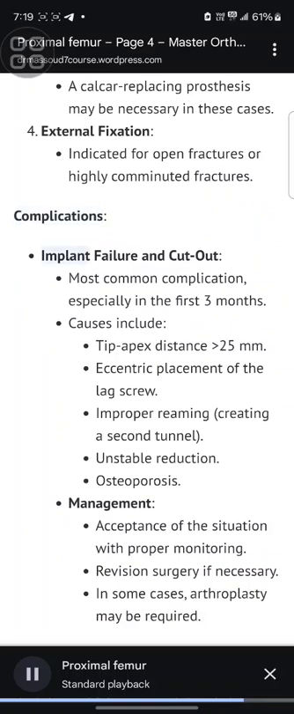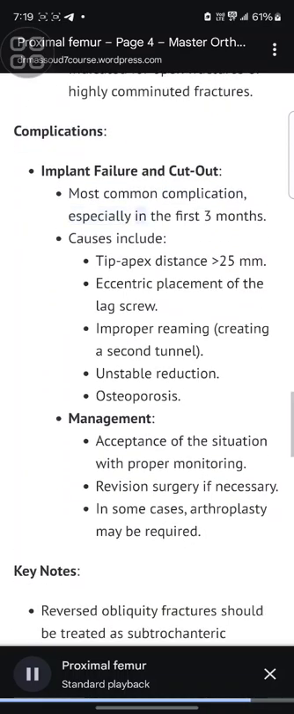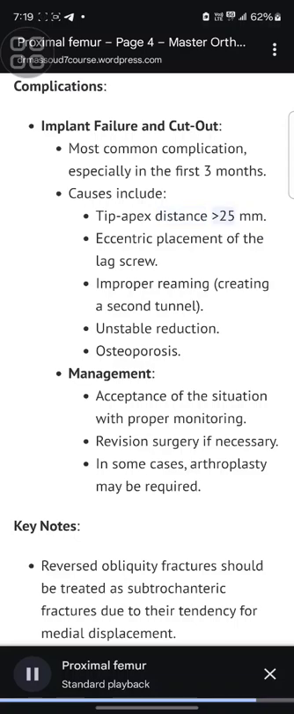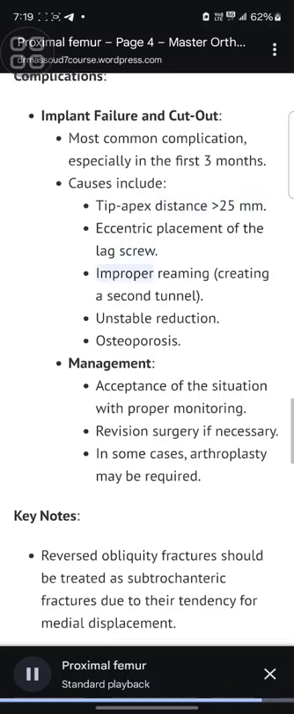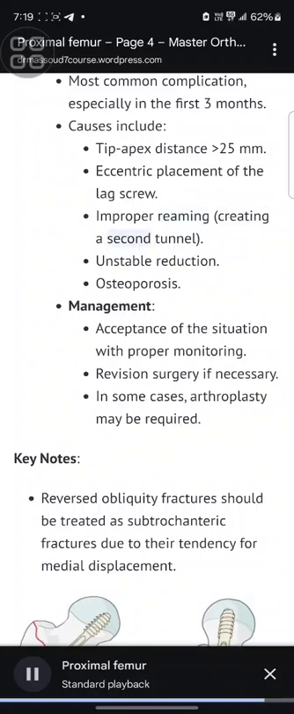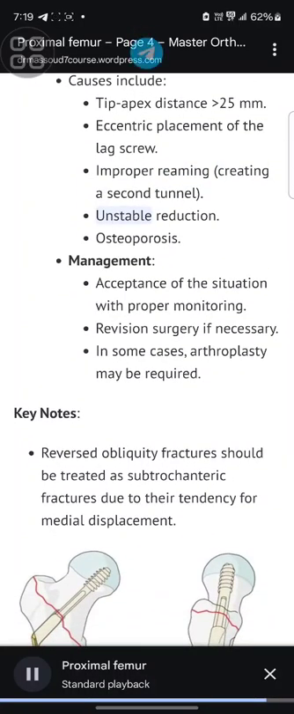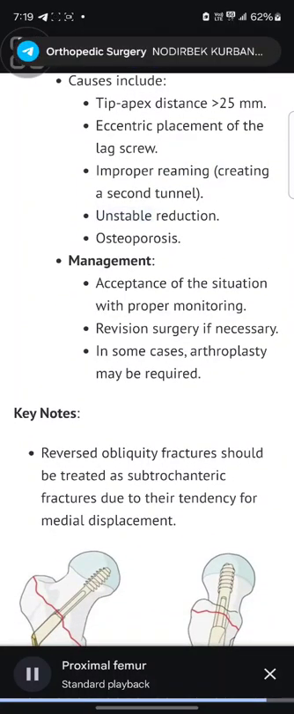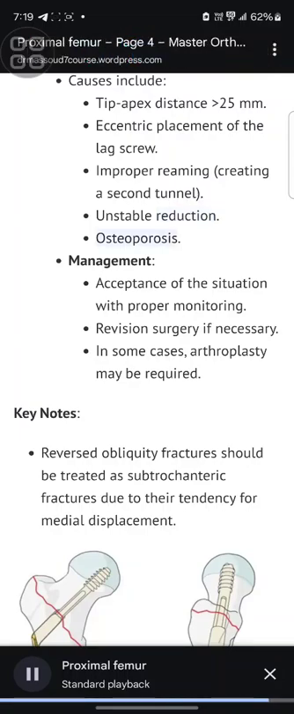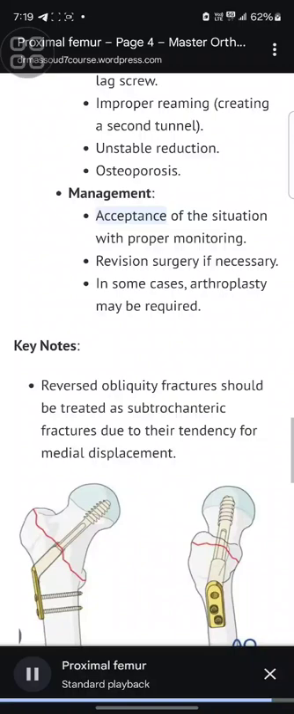Complications. Implant failure and cutout. Most common complication, especially in the first 3 months. Causes include tip apex distance greater than 25 mm. Eccentric placement of the lag screw. Improper reaming, creating a second tunnel. Unstable reduction. Osteoporosis. Management. Acceptance of the situation with proper monitoring.